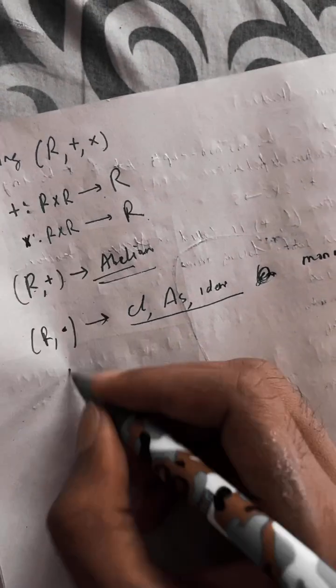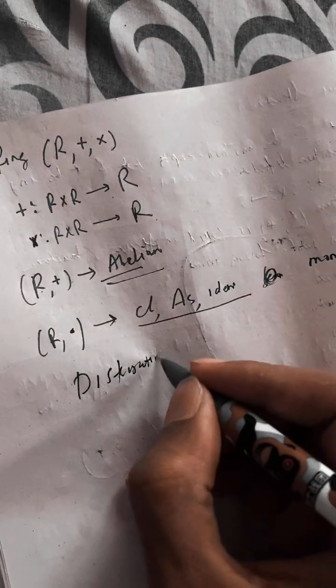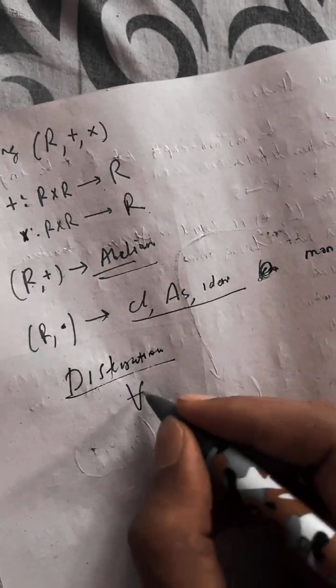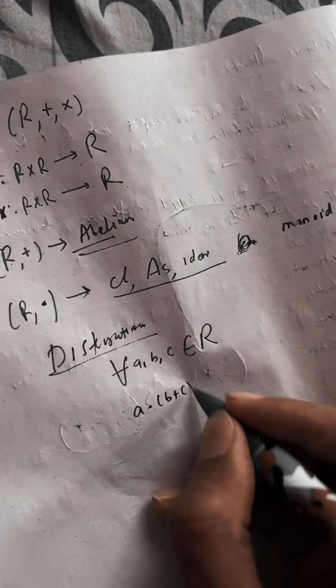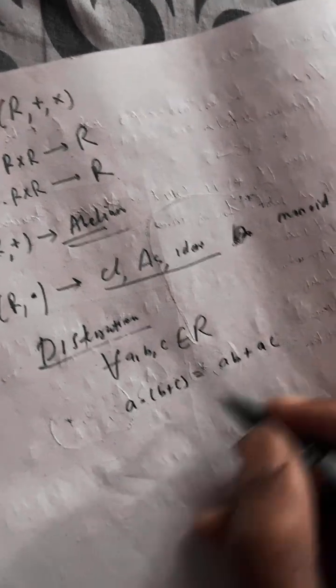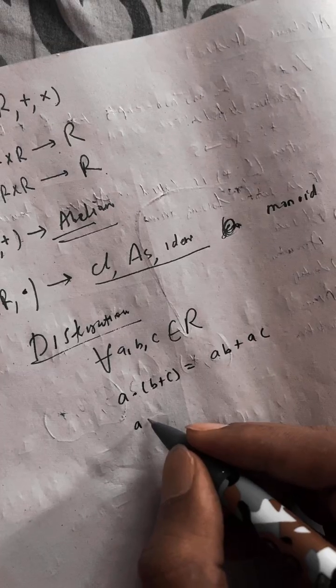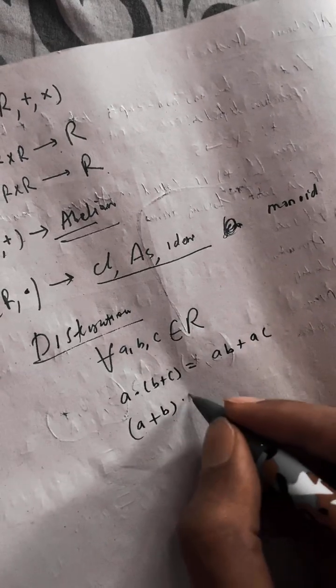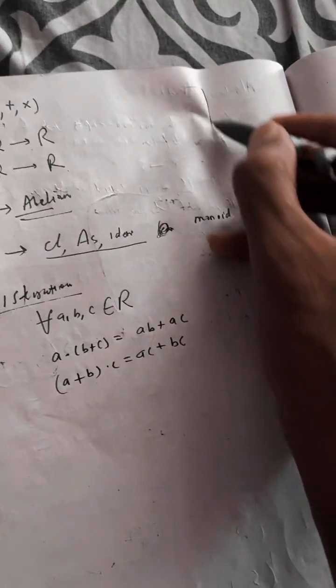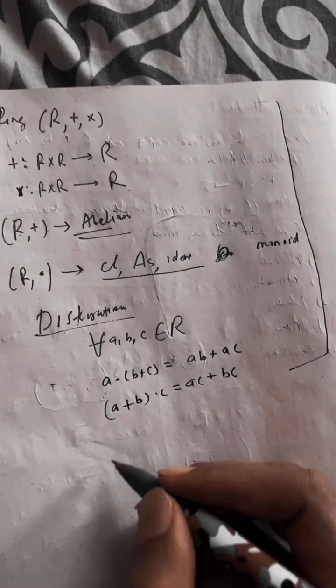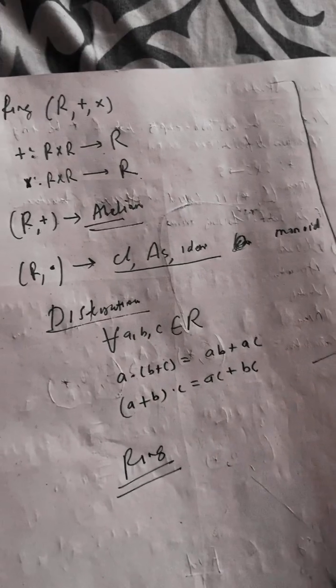Now, there is one more property, which is distribution, which says for all elements A, B, C coming from this set R, A dot (B plus C) is AB plus AC, or (A plus B) dot C is AC plus BC. Okay, this is the distributivity property. If all this holds, it's called a ring. Now what is a field?